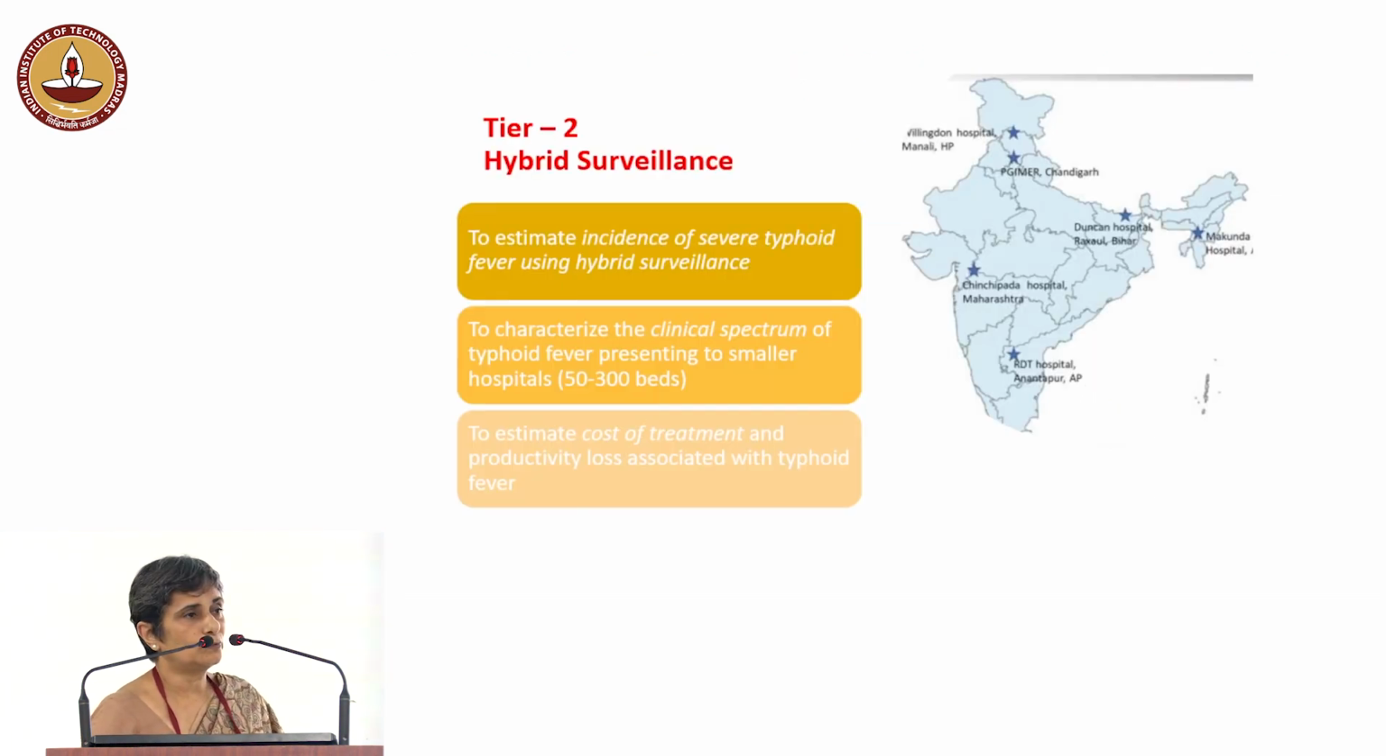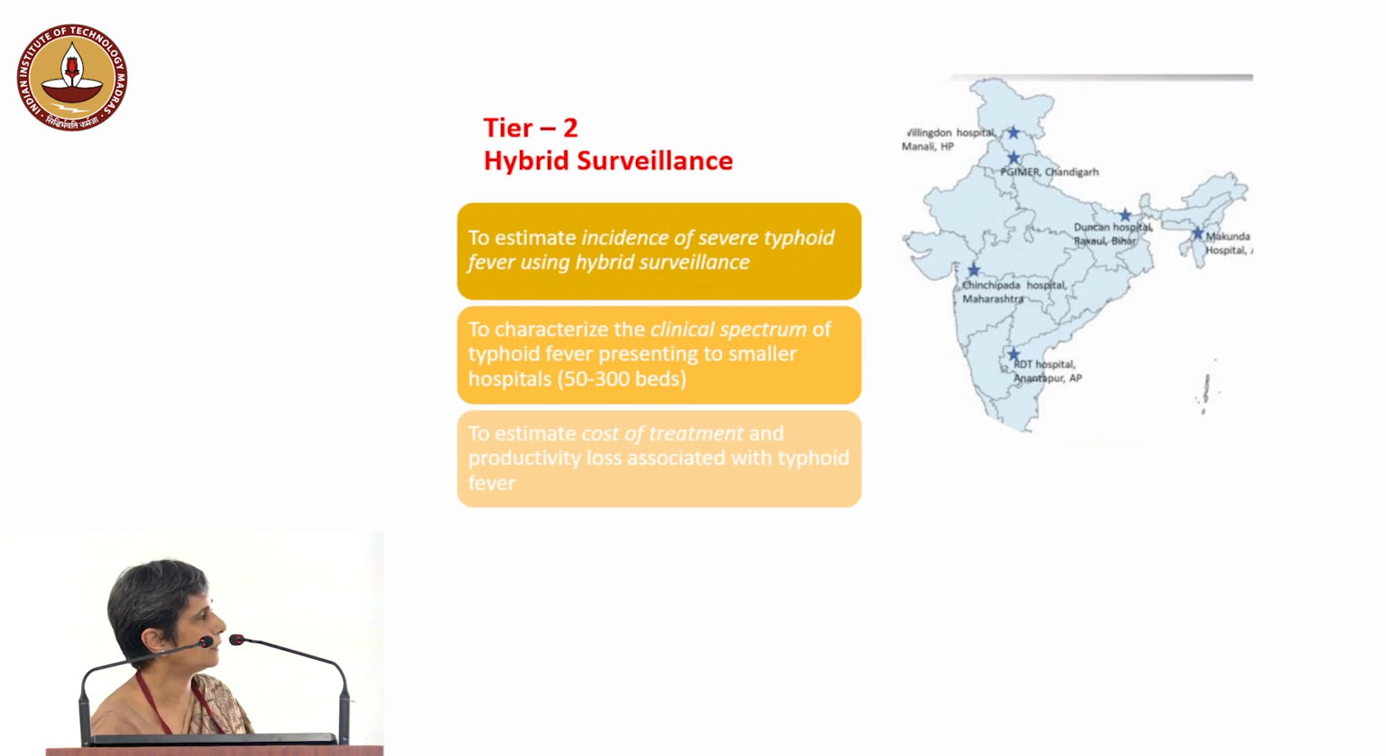Now, in order to look at severe typhoid, we went across the country. People told us, look in the Himalayas. So we went to Manali. They said, look in rural areas, tribal areas. We used Chinchpada Hospital in Nandurbar. We went to Karimganj district in Assam. We went to the Nepal border in East Champaran district in Bihar.